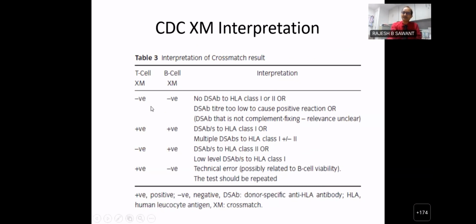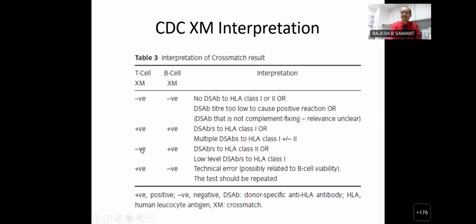So the interpretation over here: if both your T and B cell cross-match is negative, that means you can relax. There is no donor-specific antibody, or the antibody may be there, but in very, very low titers, okay? If both T and B cell cross-match is positive, that means you definitely have a class 1 as well as a class 2, or a very strongly reacting donor-specific antibody of either class.